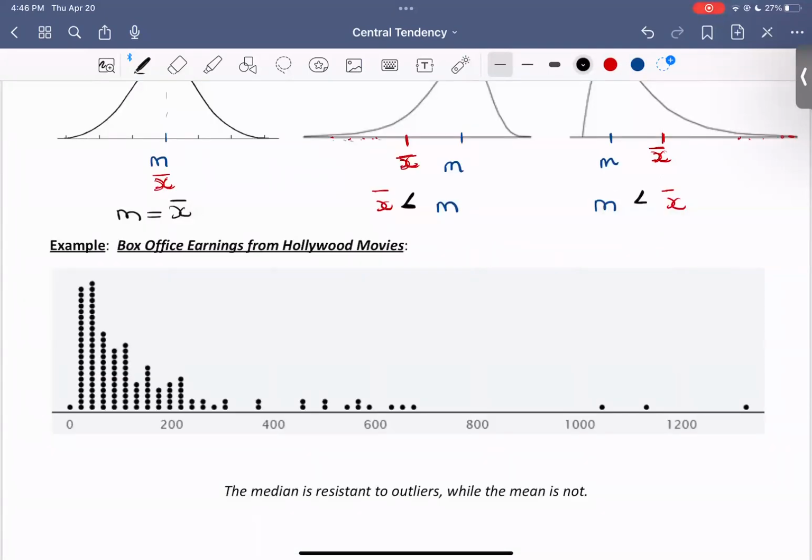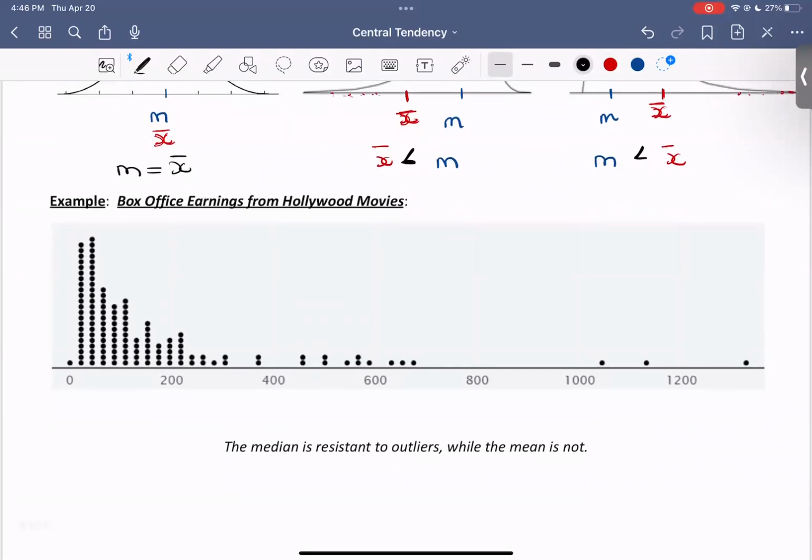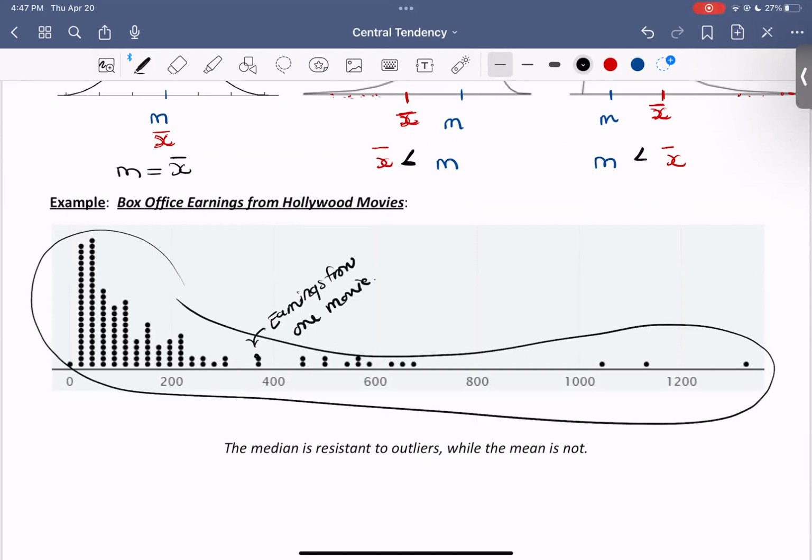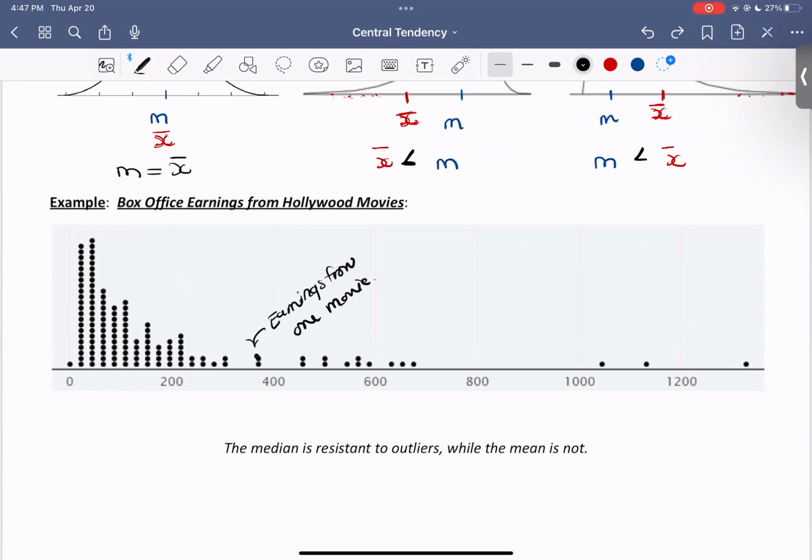So let's continue looking at distributions by looking at an actual distribution of box office earnings from Hollywood movies. So on this distribution here, what we have is a dot represents the earnings for one movie. Earnings from one Hollywood movie. So we've taken a whole collection of movies and we've plotted where they are based on their earnings. So then we might be curious about the average or mean earnings and the median.